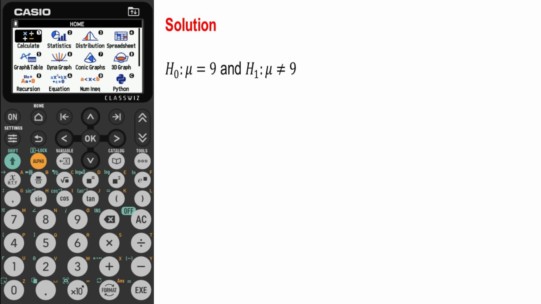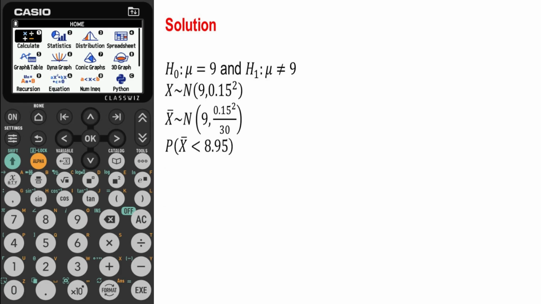We have the null hypothesis H0 where mu equals 9 and the alternate hypothesis H1 where mu does not equal 9. We have x which is normally distributed with parameters 9 and 0.15 squared, and therefore x bar will be normally distributed with parameters 9 and 0.15 squared over 30. We need to calculate the probability that x bar is less than 8.95.